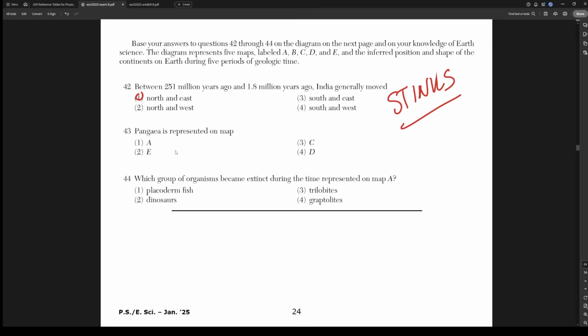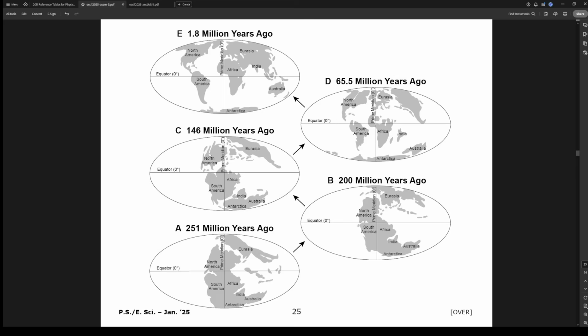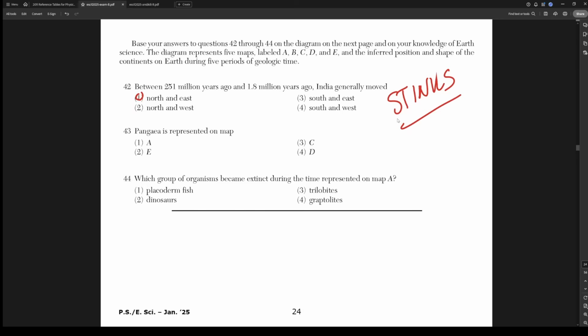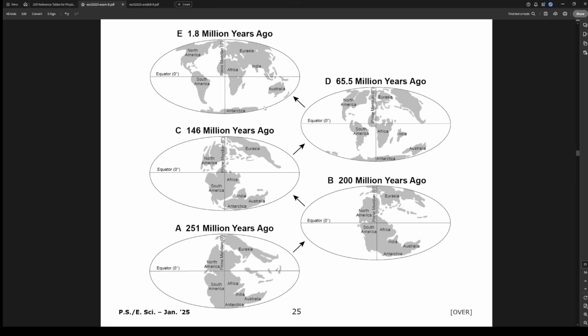All right, 43. Pangaea is represented on map what? Am I missing something? Oh. There's a map on the next page. That is weird. Okay. Maybe this doesn't stink. Let's go back here. I figured that out a different way. I didn't even see this map. Okay. Between 251 and 1.8 million years. Okay, let's look. 251 and 1.8. Oh, they're all labeled and stuff. This is so easy. Look. India, India, India, India, India. It moved northeast. Great. So it figured out like that.